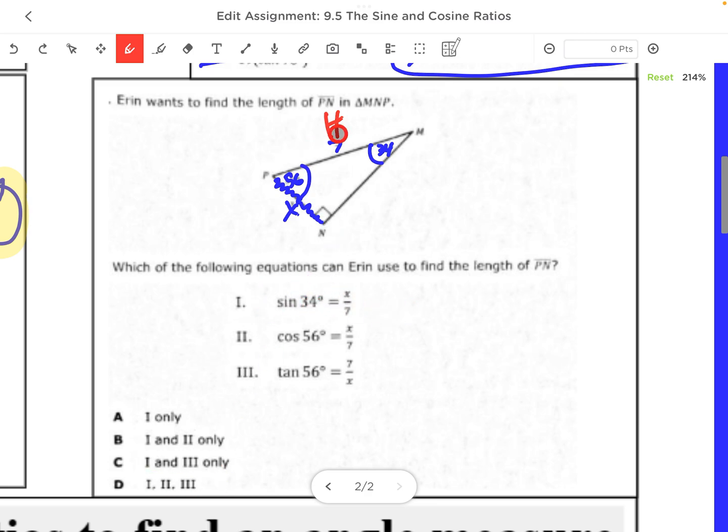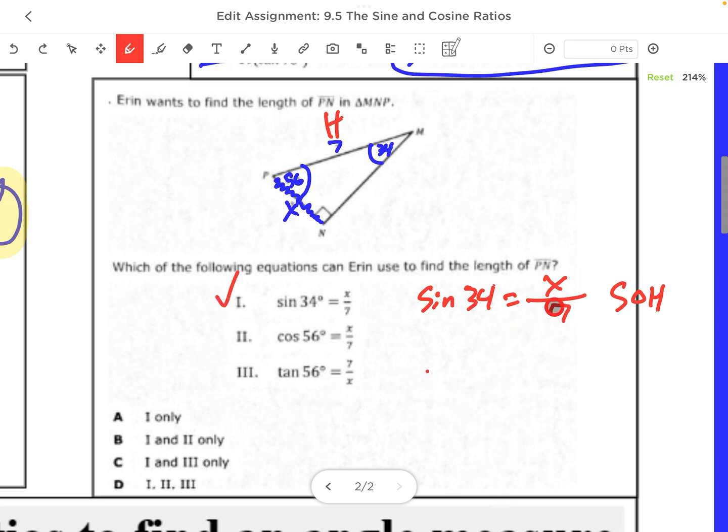So sine 34. From the perspective of 34, the sine of 34 would be equal to opposite over hypotenuse. So the opposite would be x over 7. This says sine 34 is x over 7. So yeah, that one would be good.